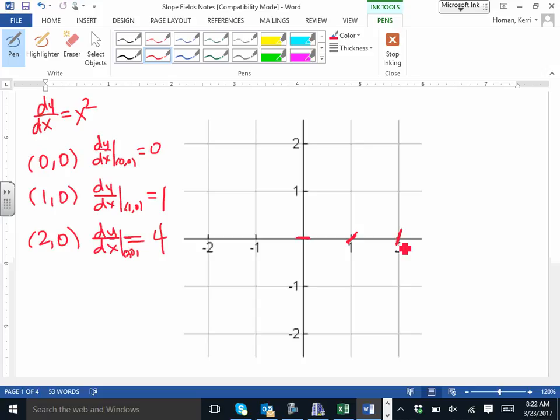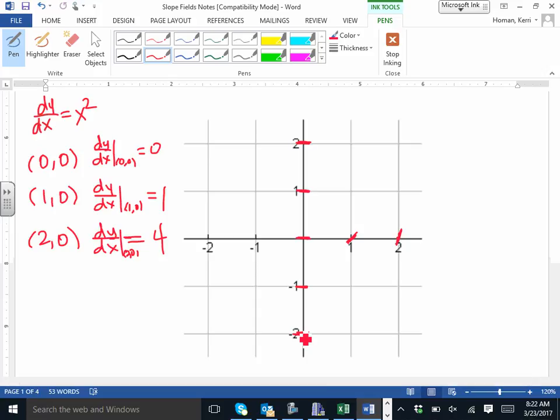What would our slope be at 0, 1? 0, because I'm plugging 0 in for x and 1 in for y. We get 0 squared. What about 0, 2? X is 0, y is 2. What's our derivative? 0. It's going to be the same for 0, negative 1 and 0, negative 2.